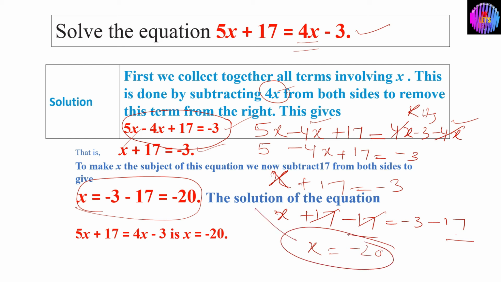So the solution of this equation is x is equal to minus 20. The linear equation 5x plus 17 is equal to 4x minus 3 has the solution x is equal to minus 20.